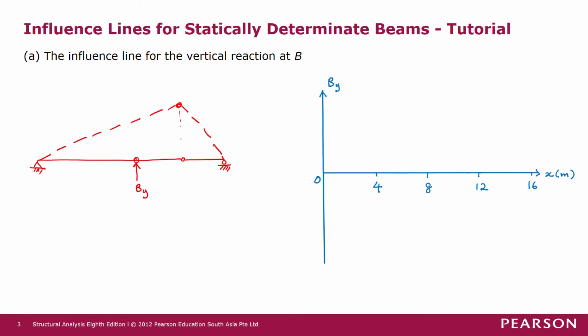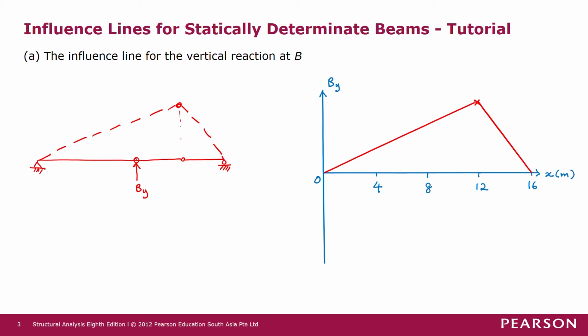Now we know the general shape, and this hinge is at 12 meters, which is this point here. So now we can draw the shape of the influence line. The peak is somewhere here, so we just draw the influence line like this. Now we have got the shape of the influence line, and we want to determine what the peak value in the influence line is.